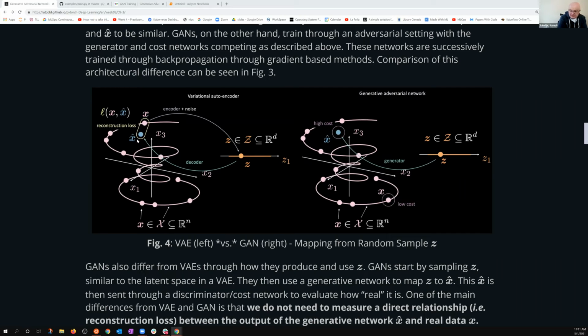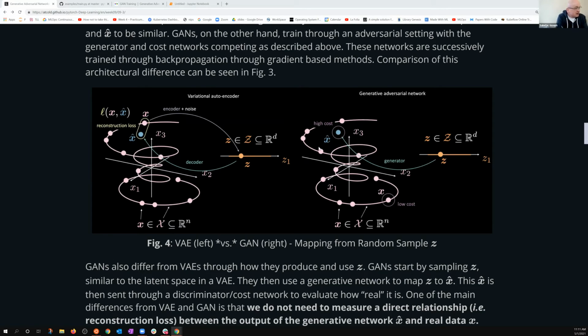So the process was we started in the X space, we mapped it to Z space, and then we mapped it back. And we tried to minimize the distance between them, the reconstruction loss, so that X hat and X are the same. So that at a high level is what we covered in terms of variational autoencoder.